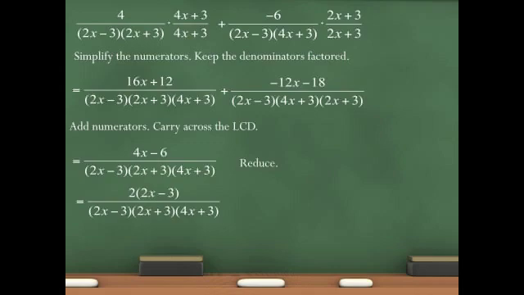In this example, we can reduce because 4x minus 6 can be factored into 2 times 2x minus 3. And the common factor of 2x minus 3 can be canceled out. This leaves us with 2 over 2x plus 3 times 4x plus 3.